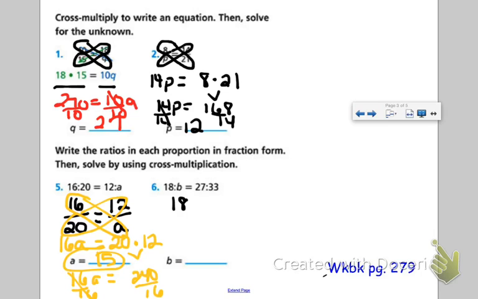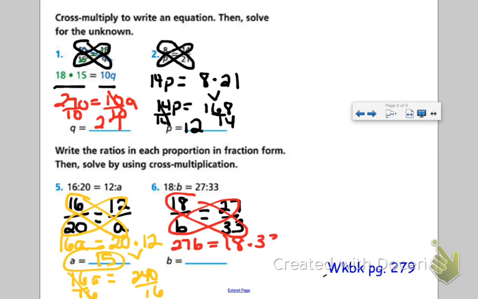Let's try number 6. First, we're going to set up our proportion: 18 over B, 27 over 33, and they're equal to each other. Now we're going to solve it using cross multiplication. I have 27 times B. I also have 18 times 33. And they're equal to each other because my cross products are supposed to be equal when I have a proportion.